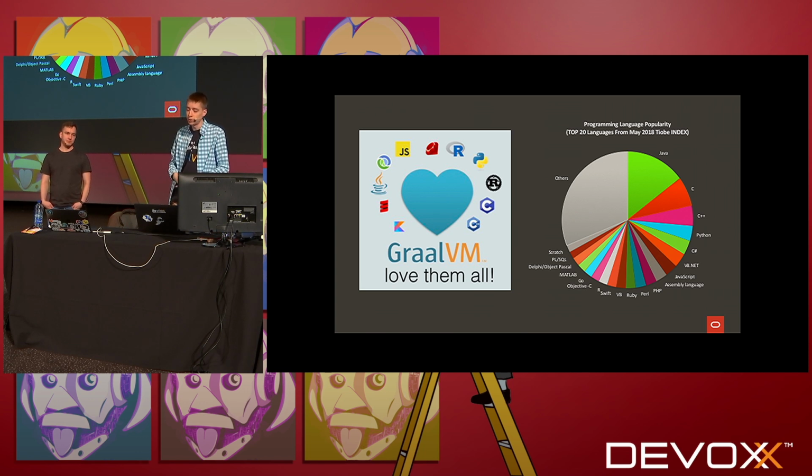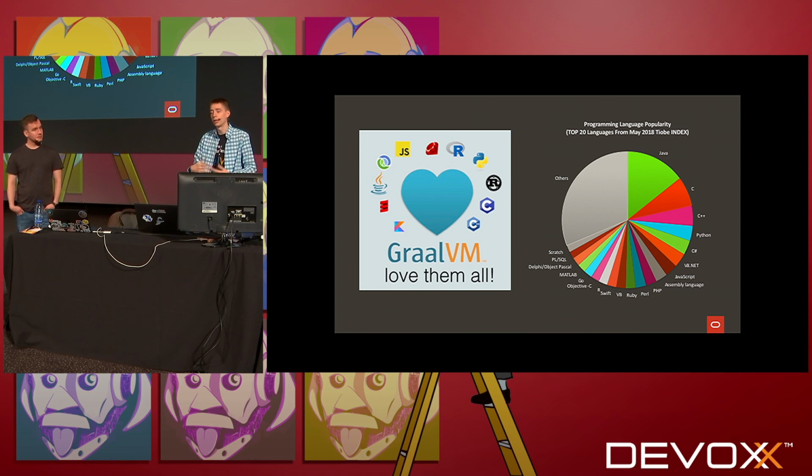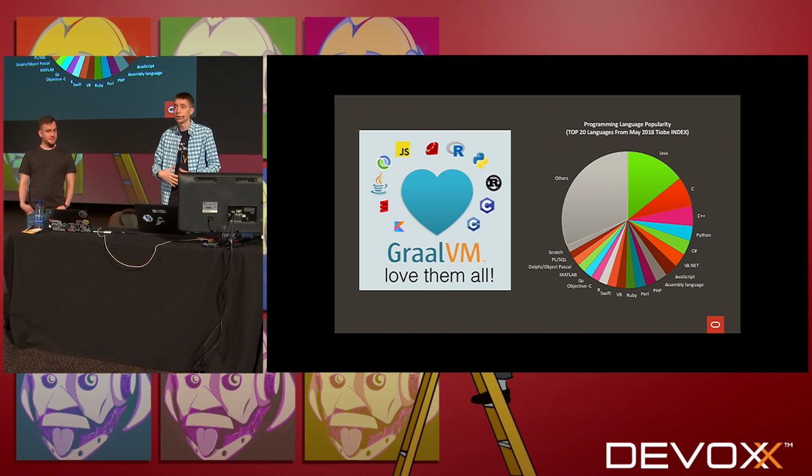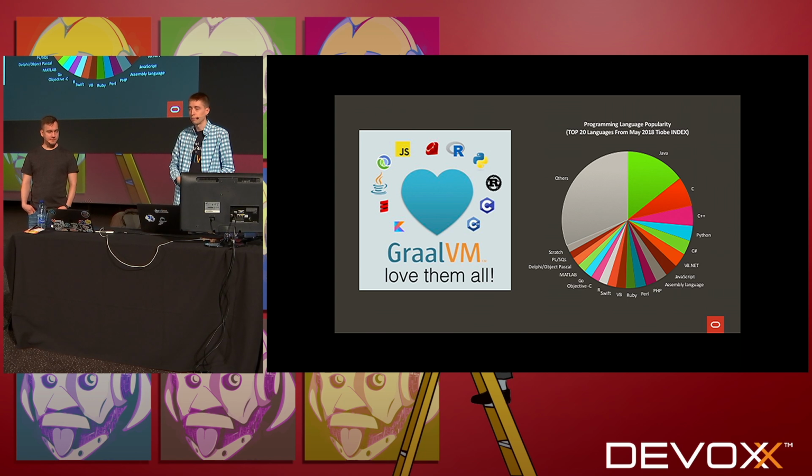So the idea was, why do we have different virtual machines to run those? Why can't we have a single one? Currently, when you run a Python program, it will run on a completely different garbage collector and a completely different interpreter compared to when you run a Ruby program or a Java program. The JVM has a couple of languages that it can run, but JavaScript, Ruby, R, and others are not so well represented on the JVM.